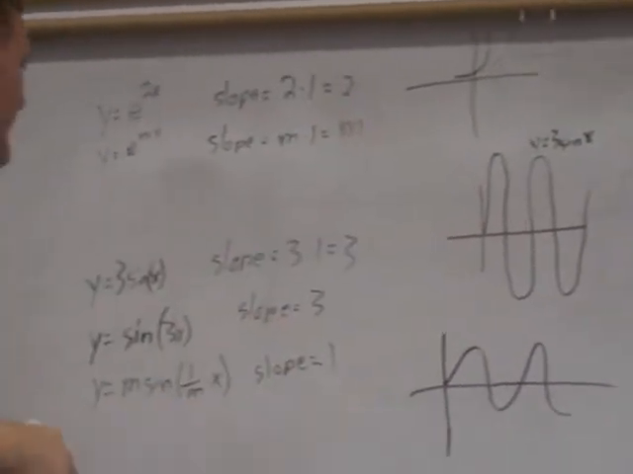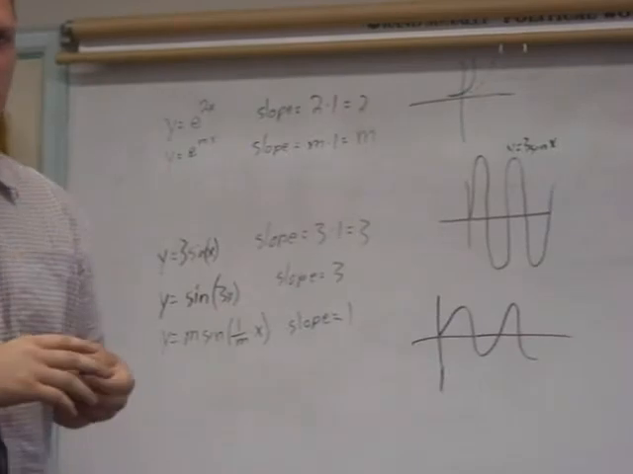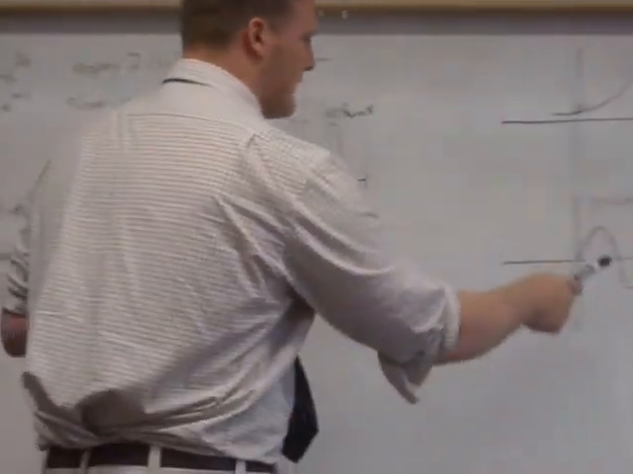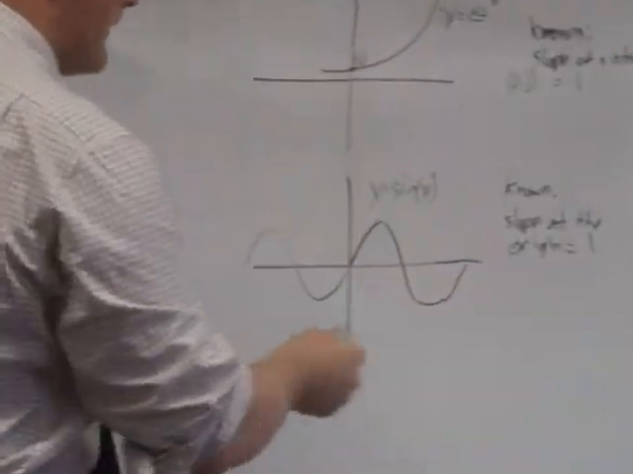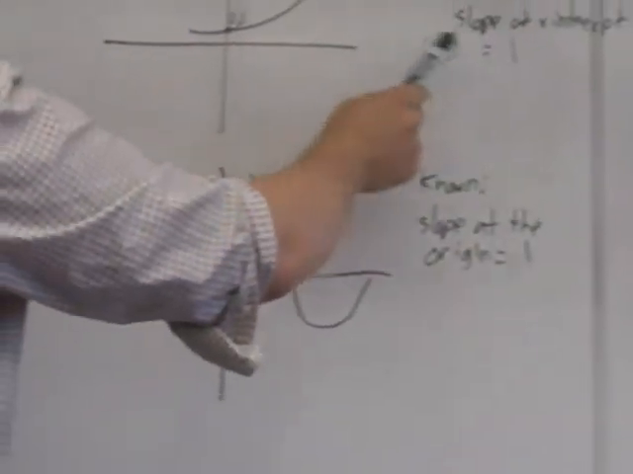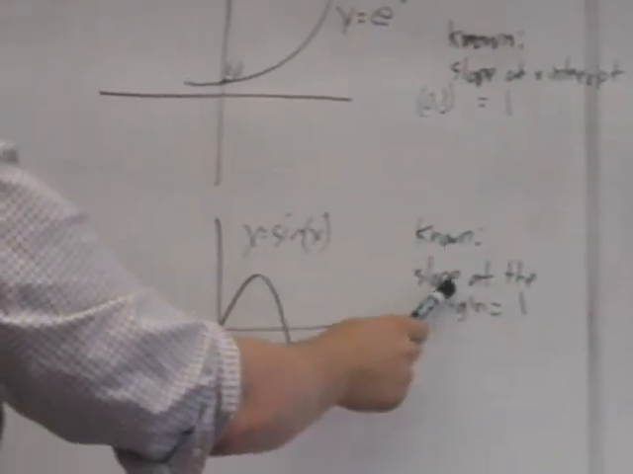Okay, and then down to the sine graph, these are very similar. When we go over here, we can see the original graph y equals sine x, and like the last one, we knew the slope at the x-intercept was equal to 1. This one we know the slope at the origin right here is also equal to 1.